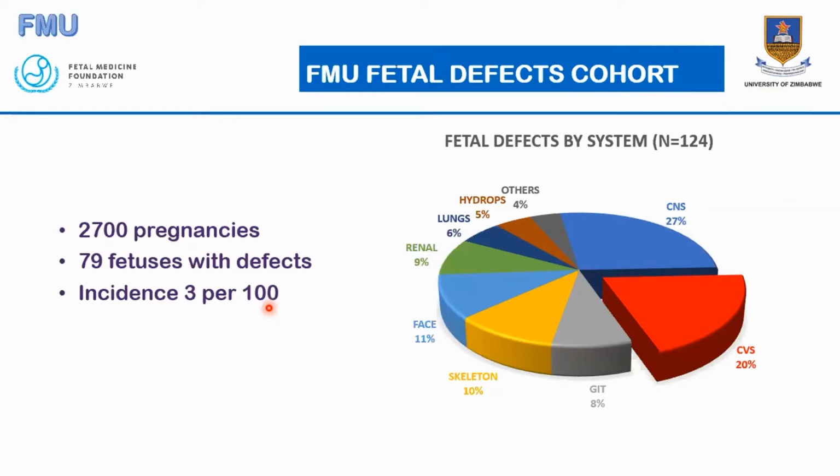Then from our cohorts, this is not updated data. We now have more patients than this. From our cohorts, where we scanned patients, the incidence of fetal defects was about 3%. And this is the order of occurrence: the central nervous system at 27%, the cardiovascular system at 20%, and the skeleton and genitourinary tract at 8% each, then the rest is what you see.